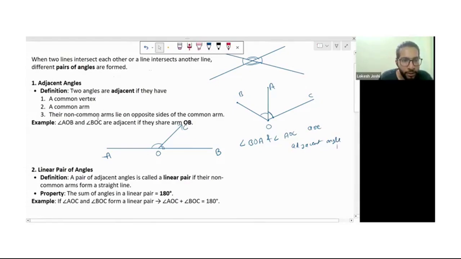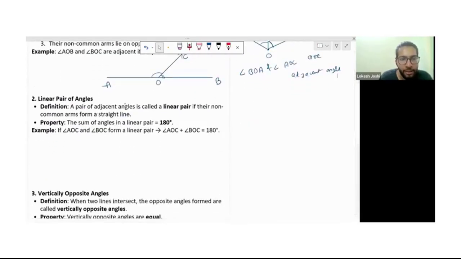Now for the second one, which is a linear pair of angles, this is a special case of the adjacent angles. It's written, a pair of adjacent angles is called a linear pair if their non-common arms form a straight line. It looks like this one.